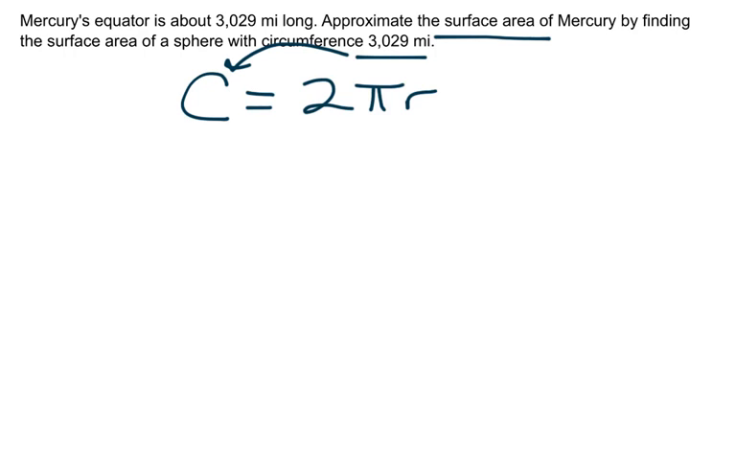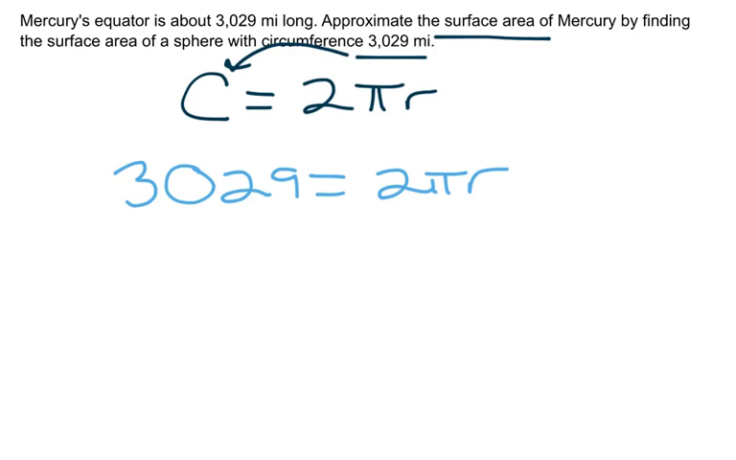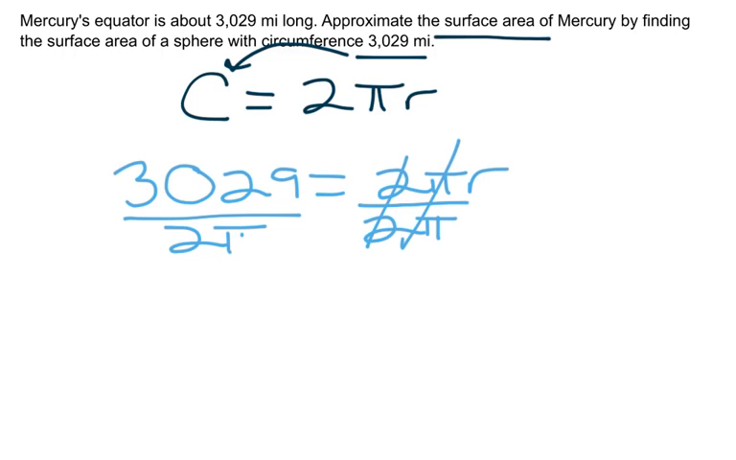But it does give us our circumference, so we're actually allowed to plug that in for circumference. I'm going to switch up colors for fun. So that gives us 3,029 is our circumference, and that's equal to 2 pi r. And again, we cannot find surface area until we know what our radius is. So we divide by 2 pi to get r by itself. That means we also divide by 2 pi here.